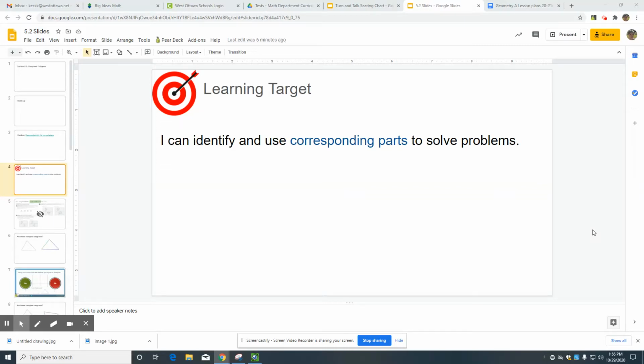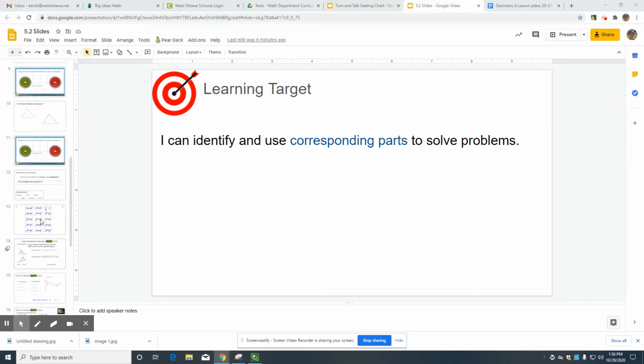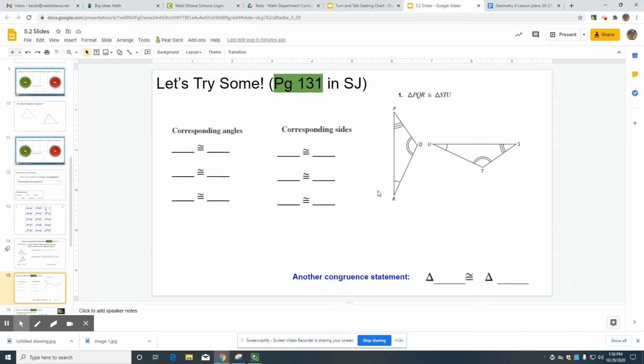This video will cover some examples in lesson 5.2. In these examples, we are going to be identifying corresponding parts. And so we are going to be heading to page 131 in your student journal.